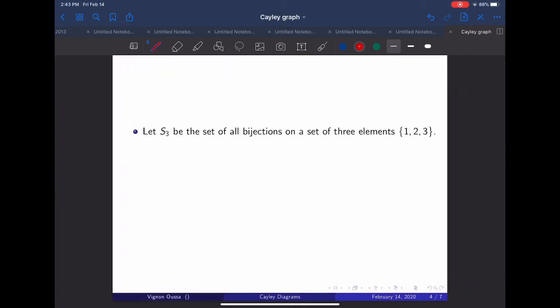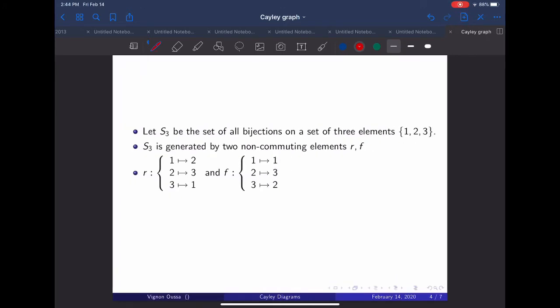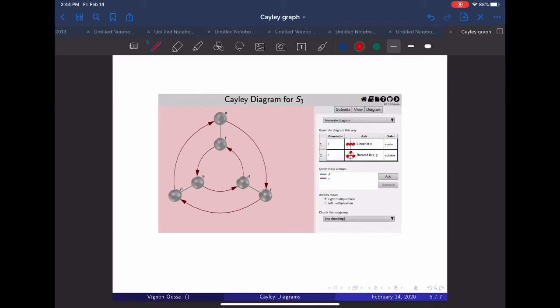All right, let's consider another group. Let S3 be the set of all bijections on a set of 3 elements, 1, 2, 3. S3 is generated by two non-commuting elements R and F. R sends 1 to 2, 2 to 3, 3 to 1. F sends 1 to 1, 2 to 3, 3 to 2. So essentially F fixes 1 and swaps 2 and 3. So we have 6 elements here.